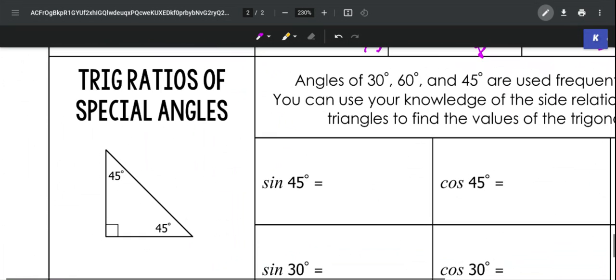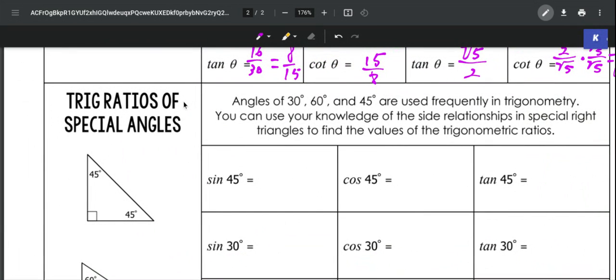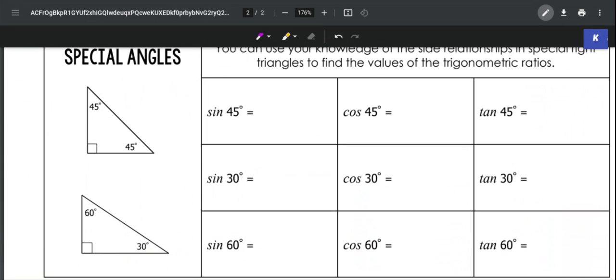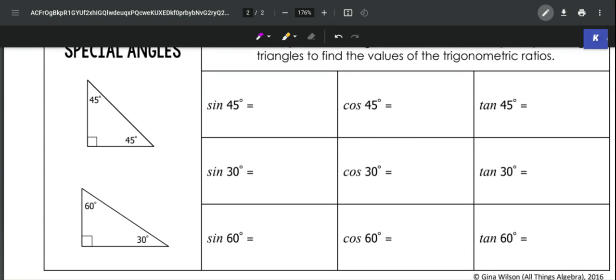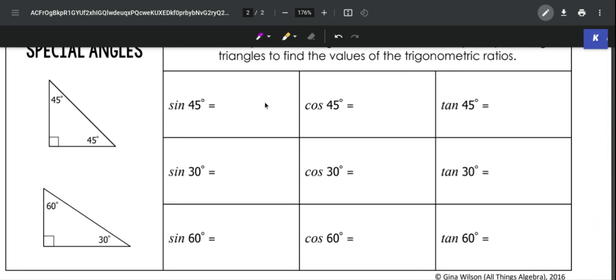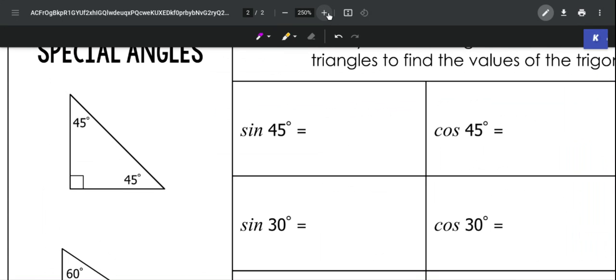So lastly, we've got our trig ratios of special angles. These are things that you end up just learning. A lot of these, the reason we do this is because you can actually memorize these. But we'll work through all of them just so you can see them.